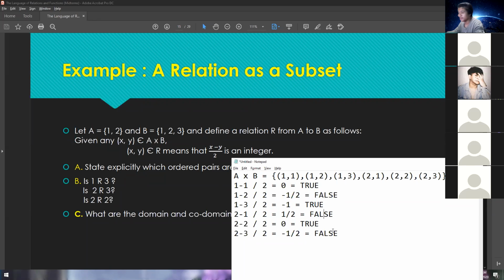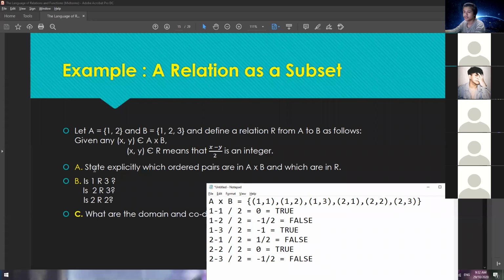So from here, you can remove the false ones, because they do not meet the condition of our relation. So we only have 3 ordered pairs, which are 1, 1, and then 1, 3, and then 2, 2. So you can say that 1, 1, 1, 3, and 2, 2 are the ordered pairs that are in relation. So that is our answer in letter A.